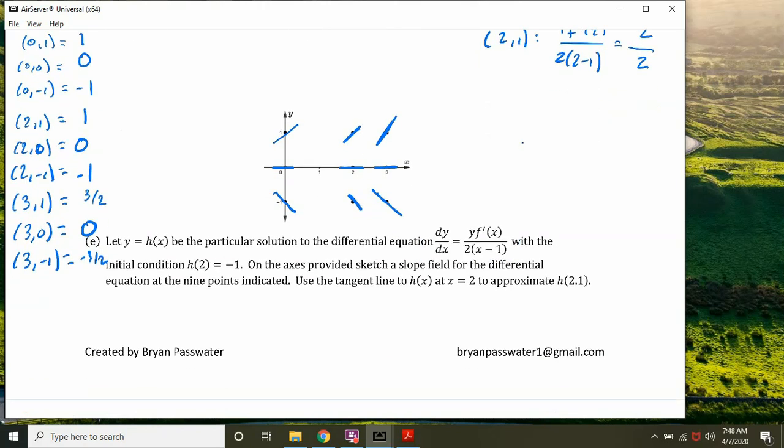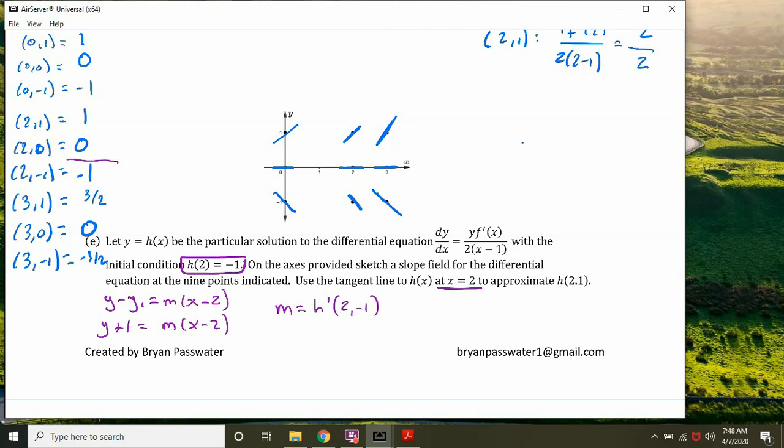Now, in terms of the line tangent to h, use the line tangent to h at x equals 2 to approximate h of 2.1. So y minus y1 equals slope times x minus x1, which is 2 here. y1 is whatever h equals, and they told us that's negative 1. So y minus negative 1 equals slope times x minus 2. The slope is going to be h prime at the point (2, negative 1).